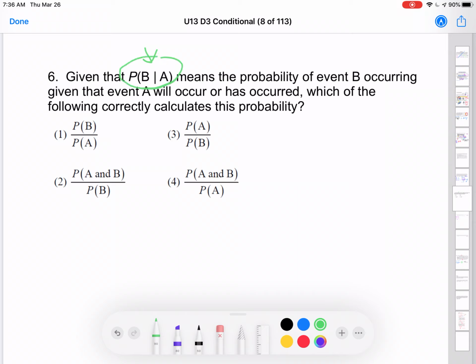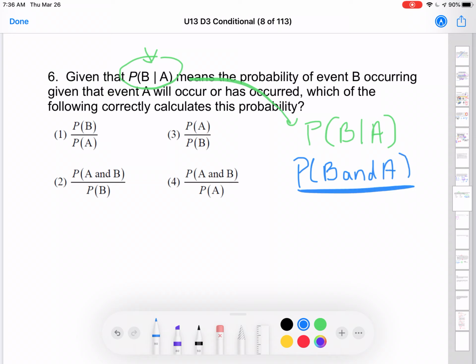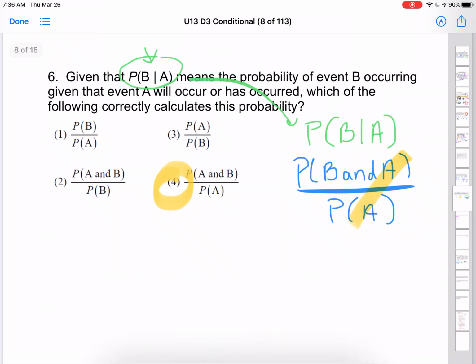So you're supposed to take this and just do what we've been doing the whole video here. Probability of B given A. Change it. Probability of B and A. And what are you supposed to divide through by? The second piece, probability of A. Right? We're always dividing through by this. So do we see which choice it comes out to be? Choice 4. Looking good.